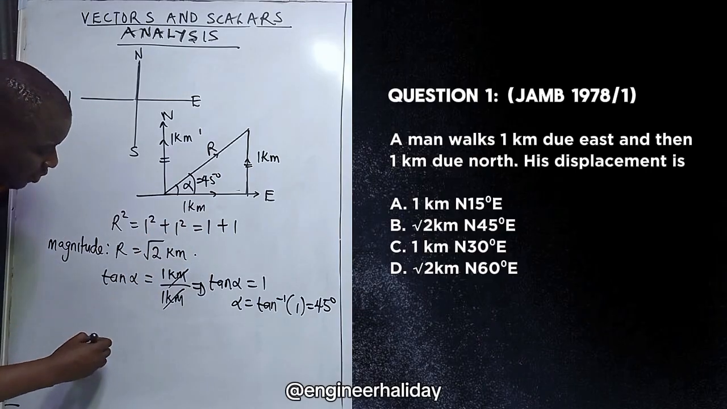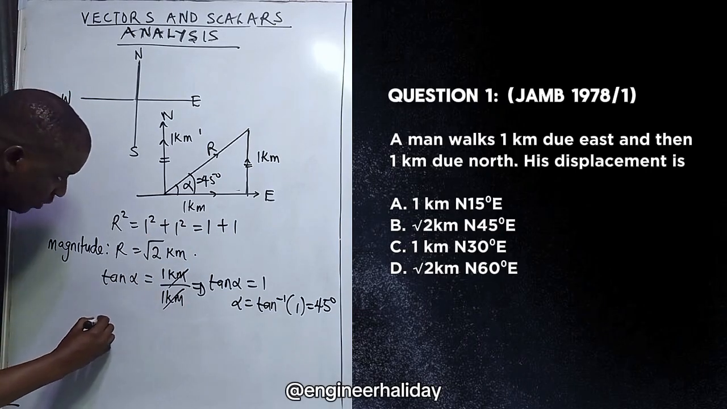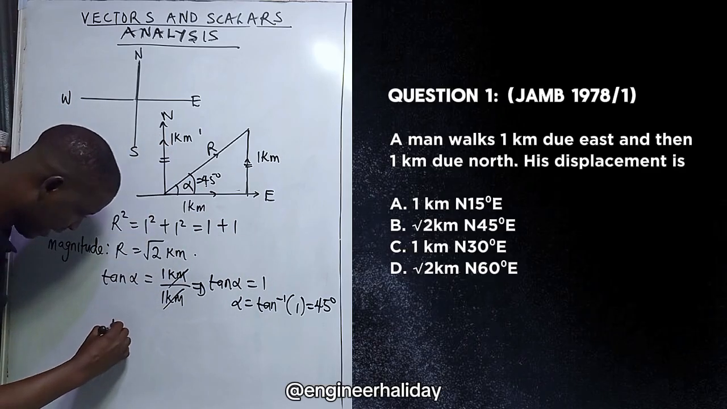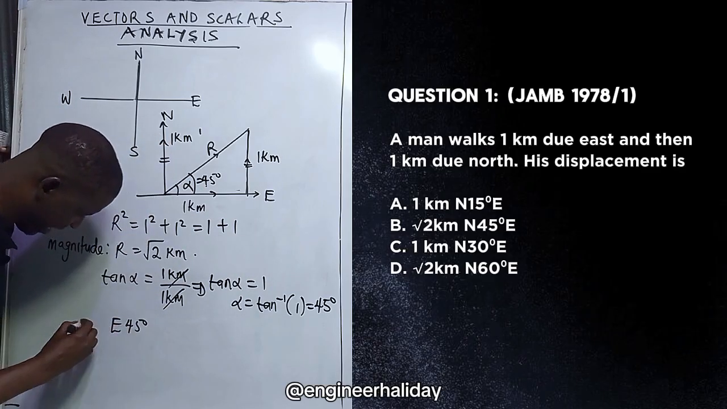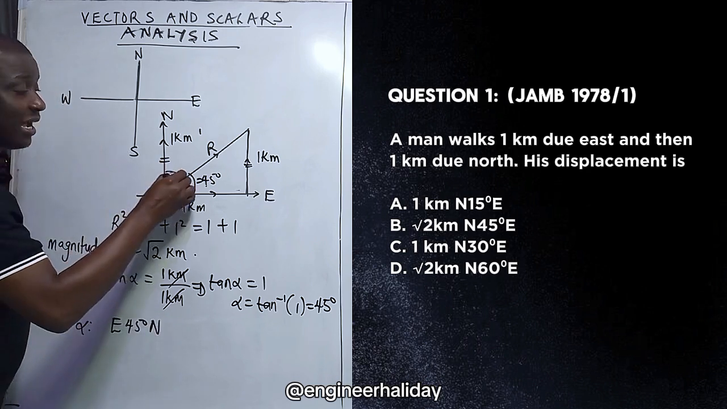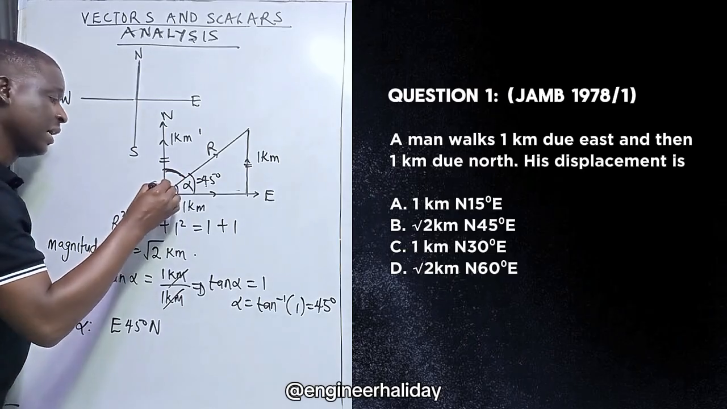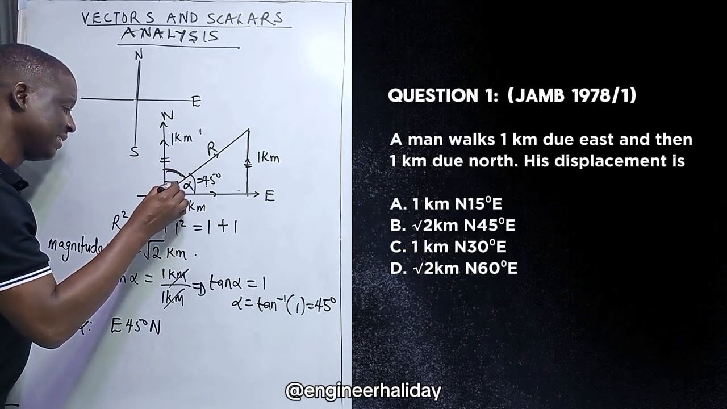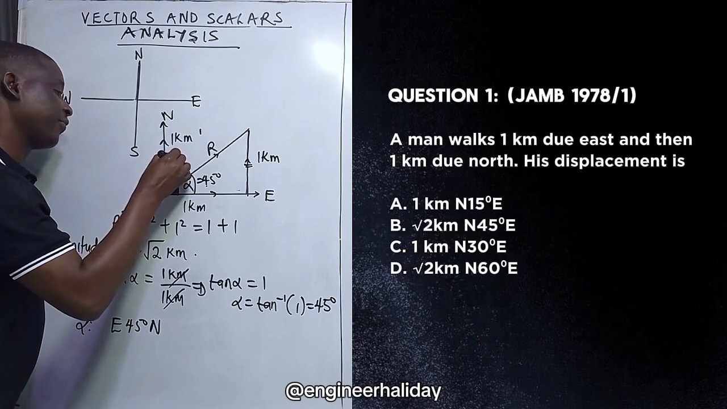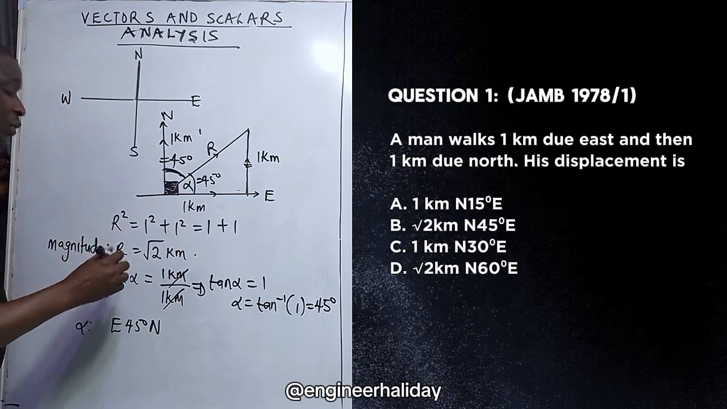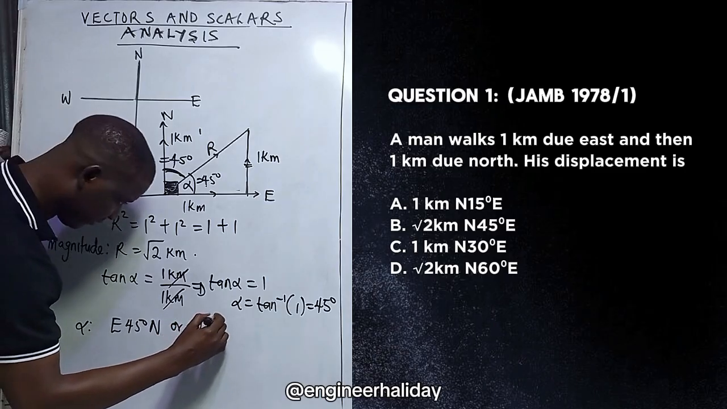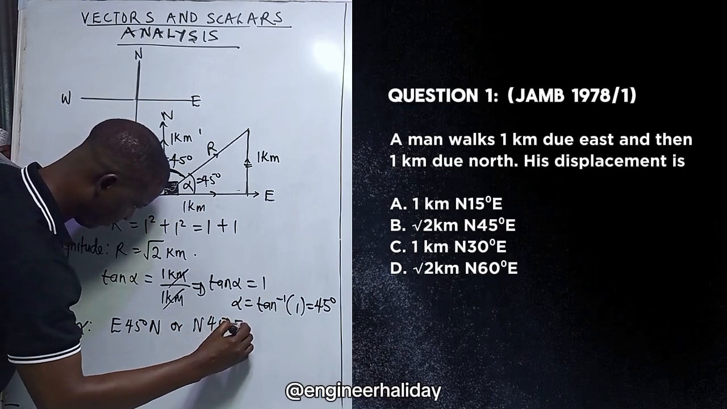Now, we can write the direction as east 45 degree north, that is the direction. Or we can write it another way. Complete this place. Don't forget, everything here is 90 degree, so if everything here is 90 degree, what will be here? 45. So now we can write it as 45 degree east.